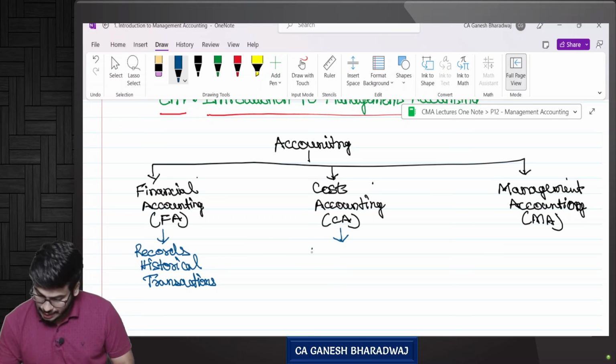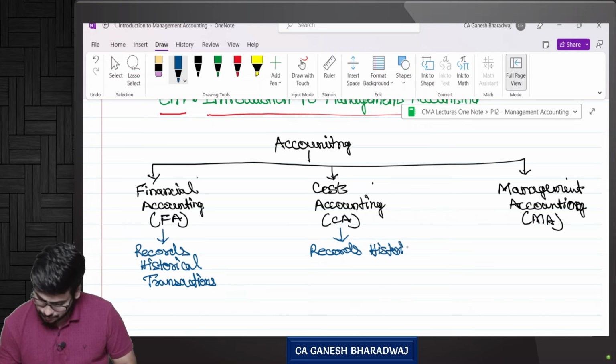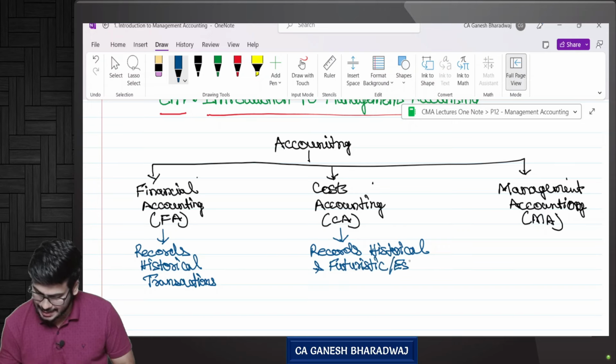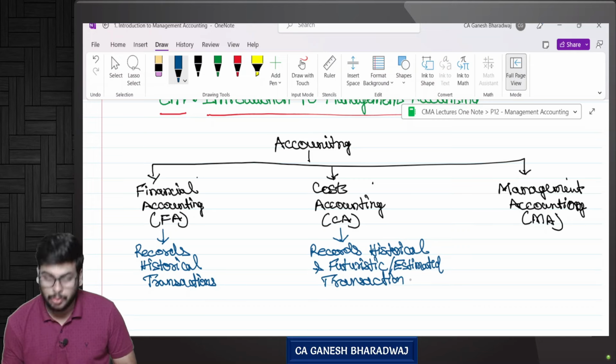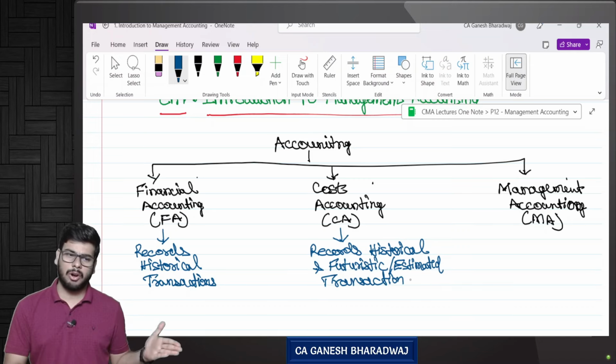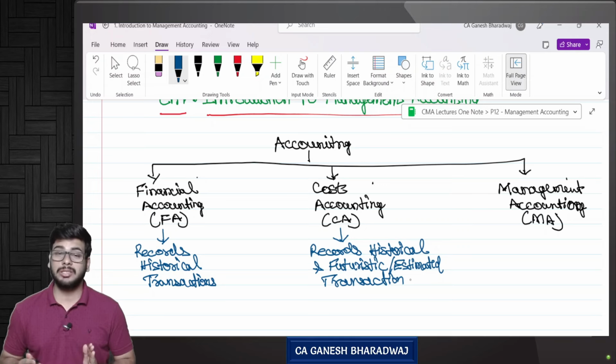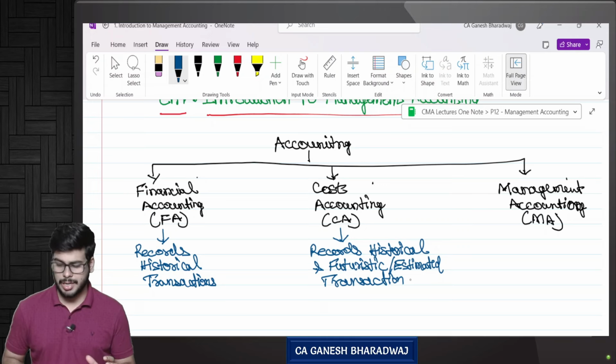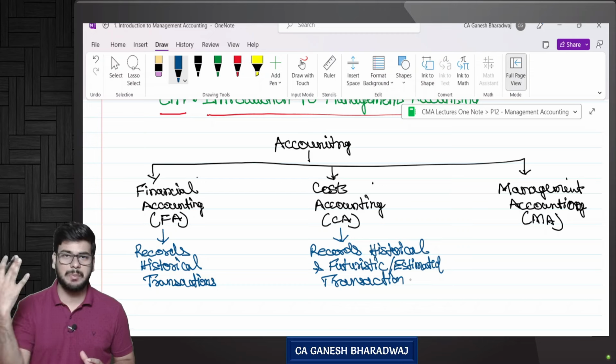Whereas if you see in the case of cost accounting, it records historical as well as futuristic, or I can call it estimated, transactions. I will explain. So financial accounting exclusively records your historical transactions. Cost accounting records both your historical as well as your futuristic estimated transactions.